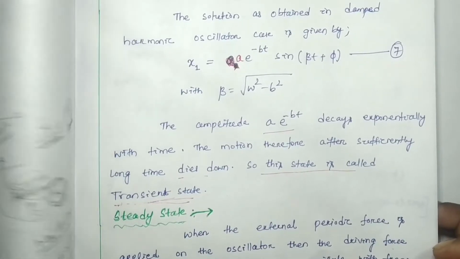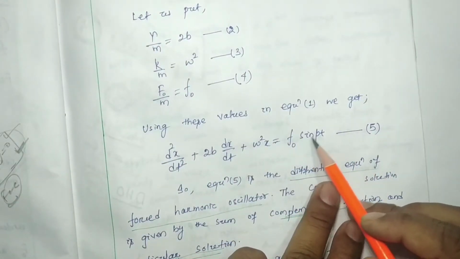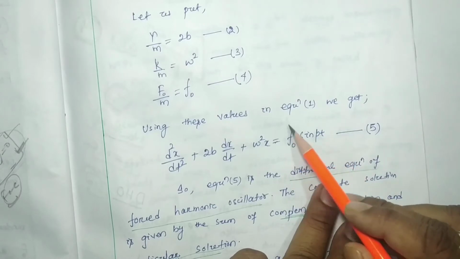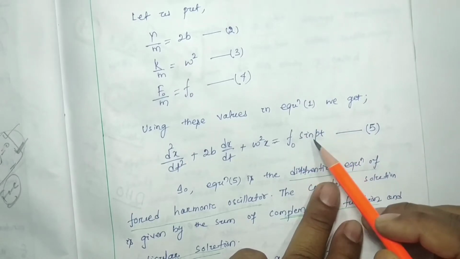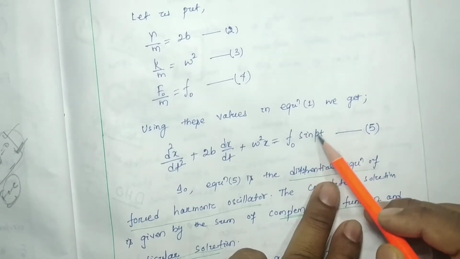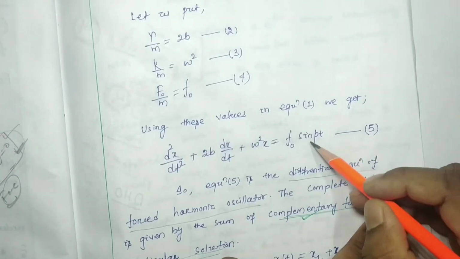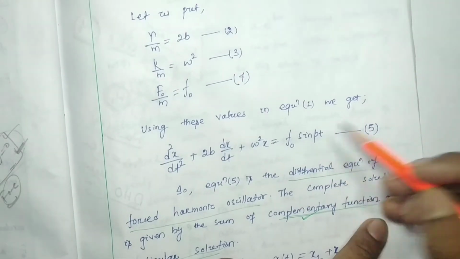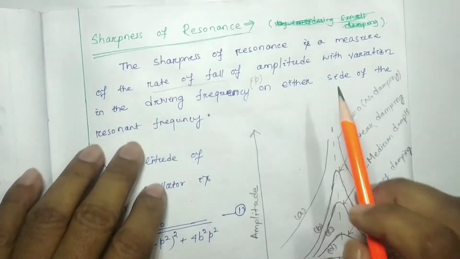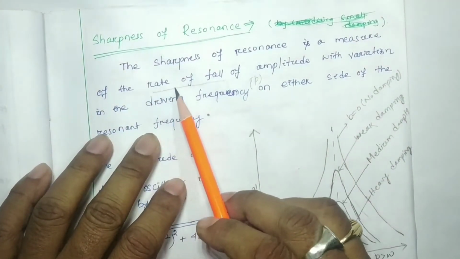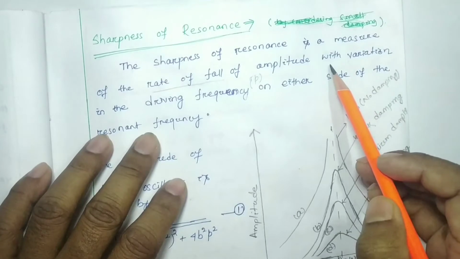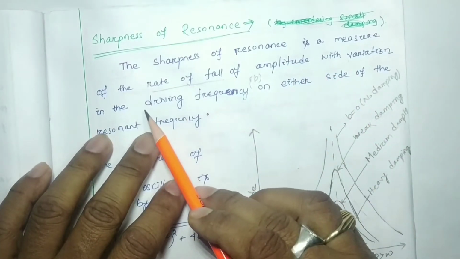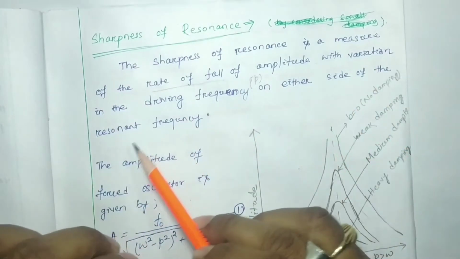You can see that in our main equation we wrote F0 sin pt, which is called a periodic force, and here p is the angular frequency of the periodic force, or simply the frequency of the driving force or applied force. So here it is about the rate at which the amplitude is reduced with variation of the driving frequency p on either side of the resonant frequency.